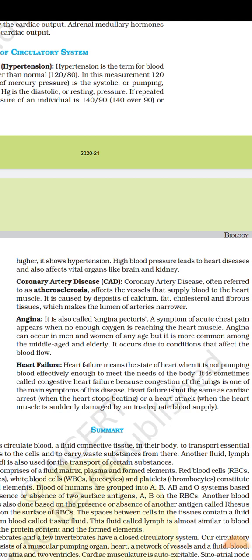Angina. It is also called angina pectoris. A symptom of acute chest pain appears when not enough oxygen is reaching the heart muscle. Angina can occur in men and women of any age, but it is more common among the middle aged and elderly. It occurs due to conditions that affect the blood flow.